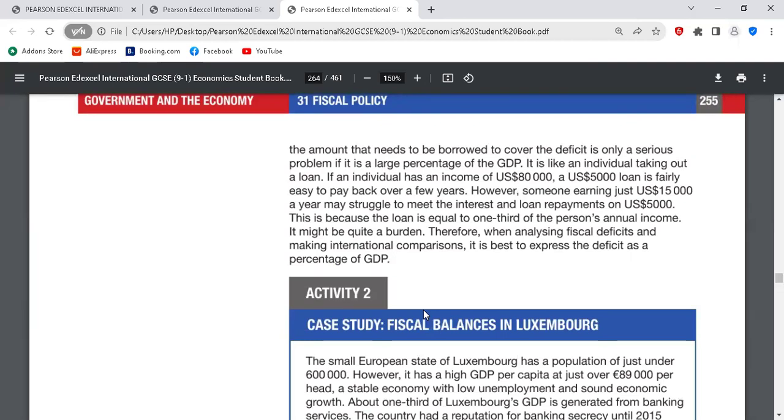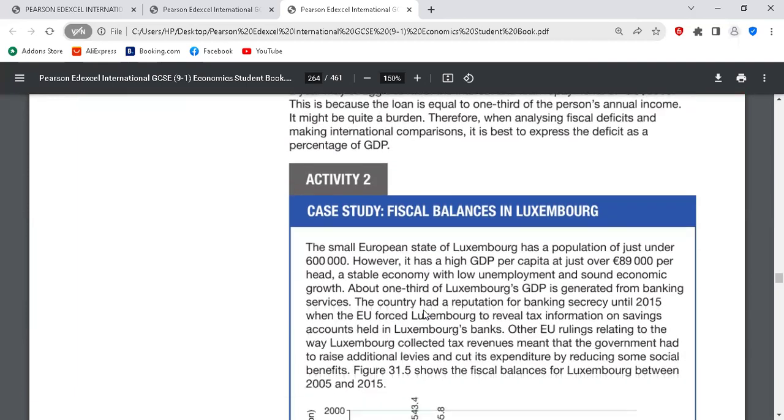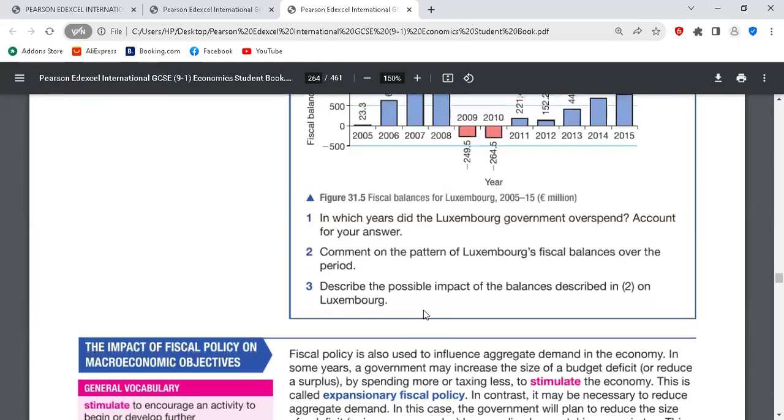Therefore, when analyzing fiscal deficits and making international comparisons, it is best to express the deficit as a percentage of GDP. So the point is this: fiscal deficits might not be a problem if you have a high GDP. But if the GDP of the country is low, the burden is more, then it becomes a problem. So when you are analyzing the fiscal deficit, analyze it based on your GDP. If it is based on the GDP, then you will be able to know if the country is on the safe side or not. Is it clear? Any question about that?